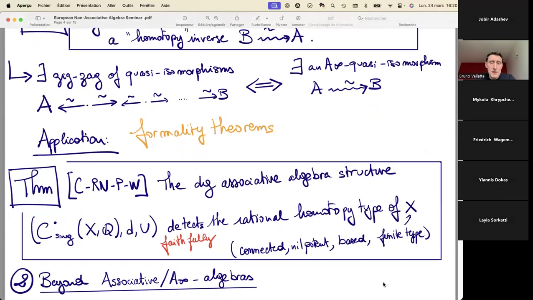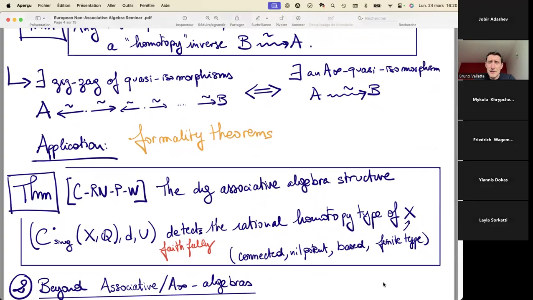So now this is, say, the old story. This is associative algebra up to homotopy, and you see the tools we use: infinity morphisms, the homotopy transfer theorem, and invertibility of infinity quasi-isomorphisms.